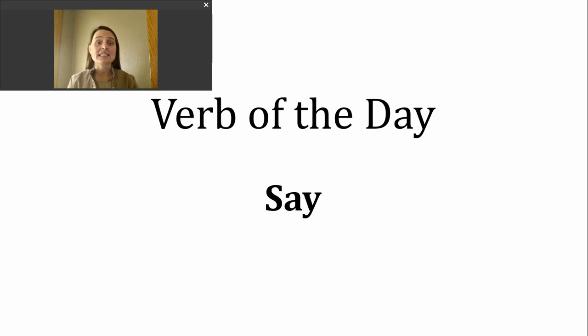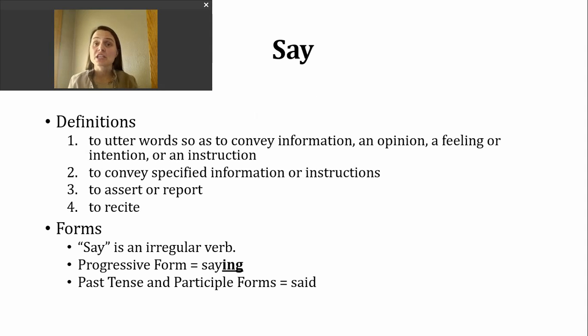Hi, it's time for another verb of the day. Today's verb is say. Let's look at a few definitions.